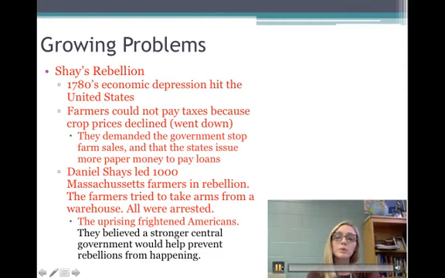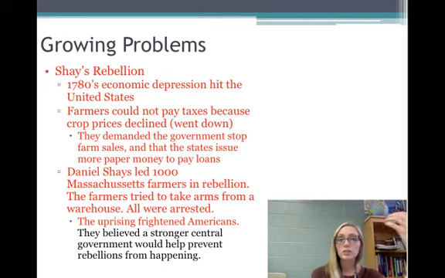They also had problems with an economic depression that hit the United States, and it caused farmers to rebel. This is known as Shays' Rebellion. Farmers could not pay taxes because crop prices declined or went down. So the price at which they sold their crops went down, meaning that they didn't get enough income in.